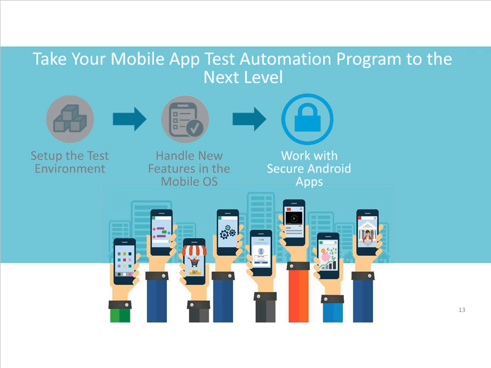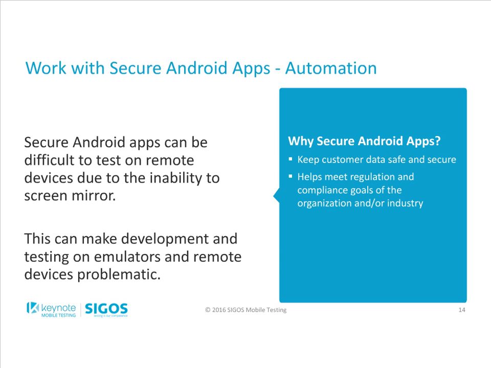So we need to make sure that we can test this functionality, specifically on Android. Secure Android apps can be difficult to test on remote devices due to that inability to screen mirror. Oftentimes, remote device solutions have used screen mirroring to let the tester see the device's screen. If a developer has an application that utilizes the secure Android functionality, they will not be able to see that screen. So that can make development and testing on emulators and remote devices very problematic.